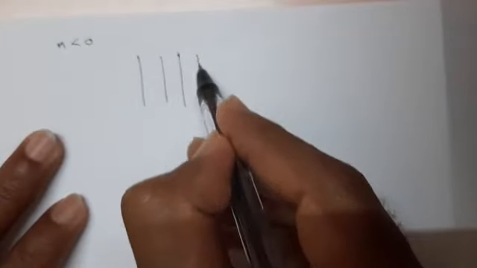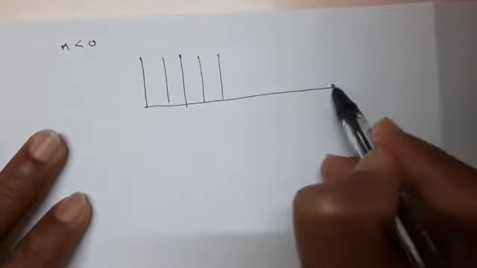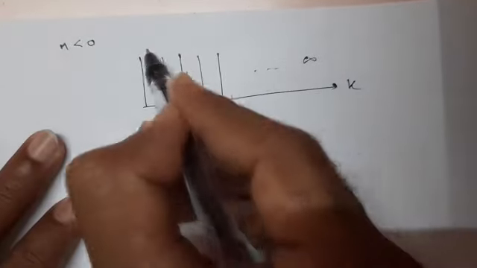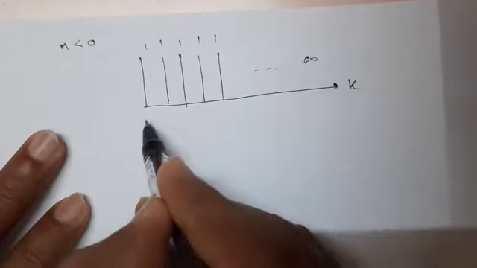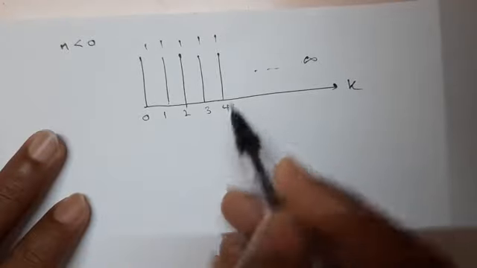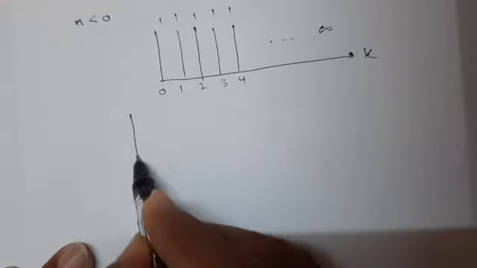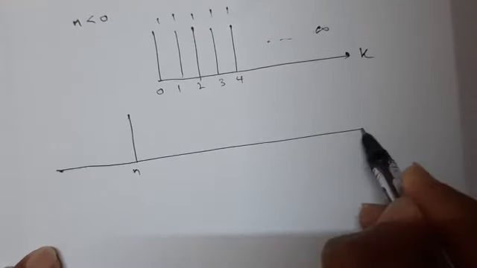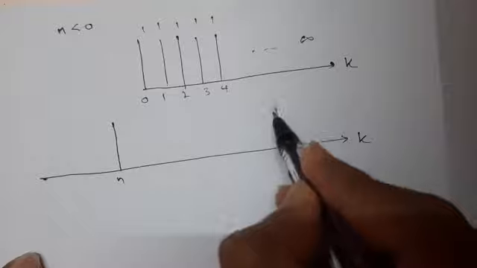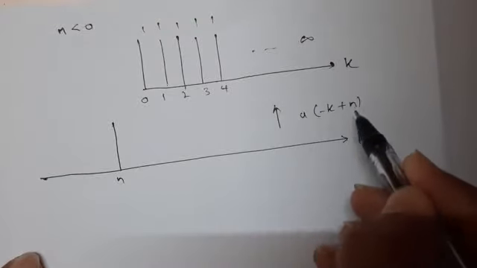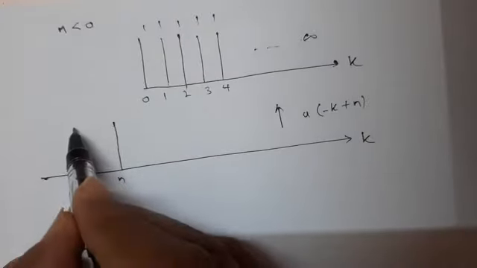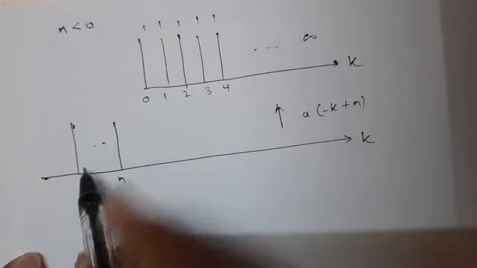So what is your u of k? U of k will not change. It remains the same. This is your u of k, which is tending towards plus infinity, amplitude 1, 0, 1, 2, 3, 4. And u of minus k shifted by n, where n value is less than 0. So somewhere here, this is your n value. This is your u of minus k shifted by n. N is less than 0, so n somewhere here. This can be your 0.